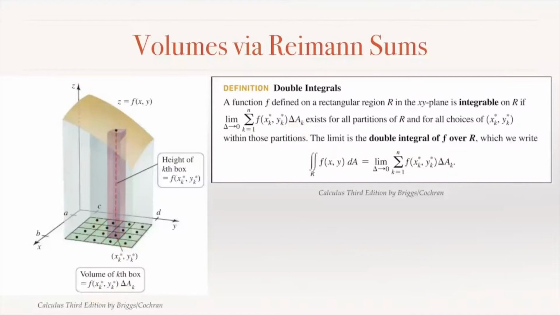And that limit, if it exists, is called the double integral of f over the region, and we denote it with this double integral sign, the double integral of f over the region R, dA. dA for area, and that's a two-dimensional region R.